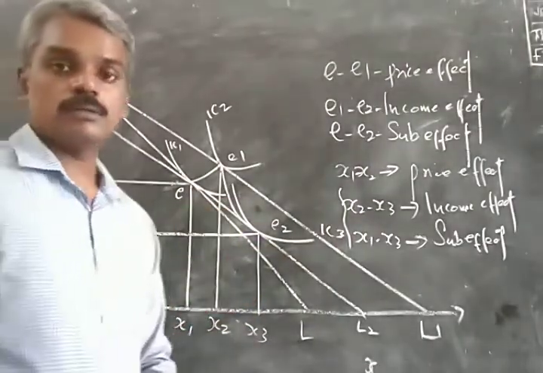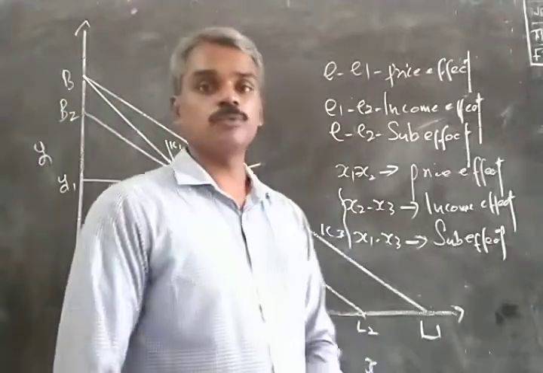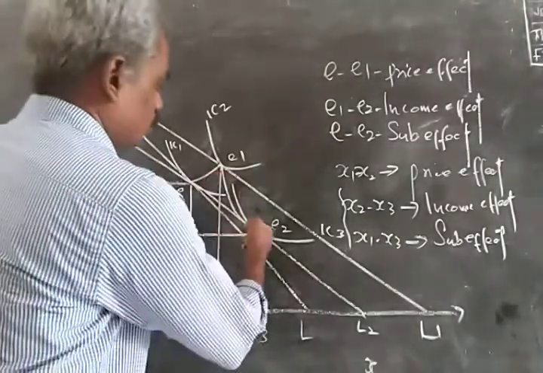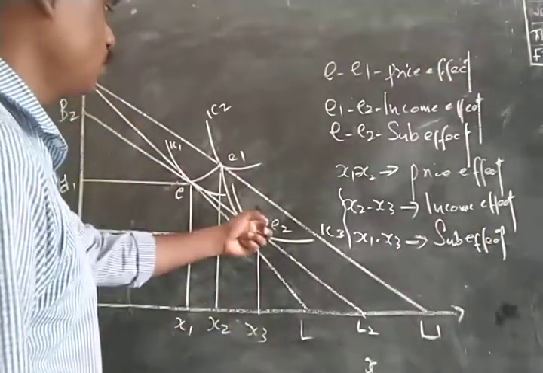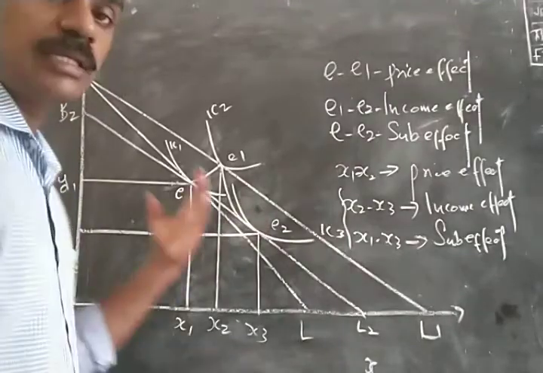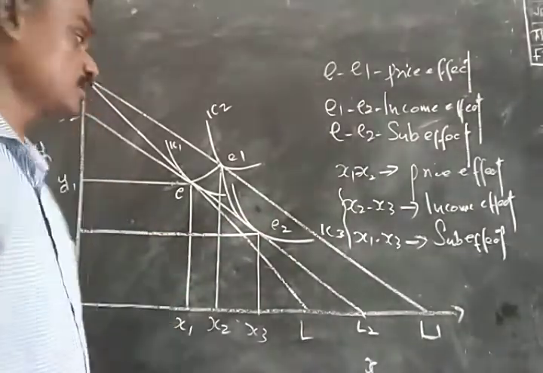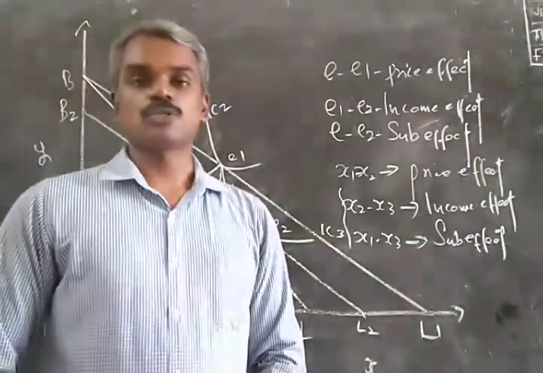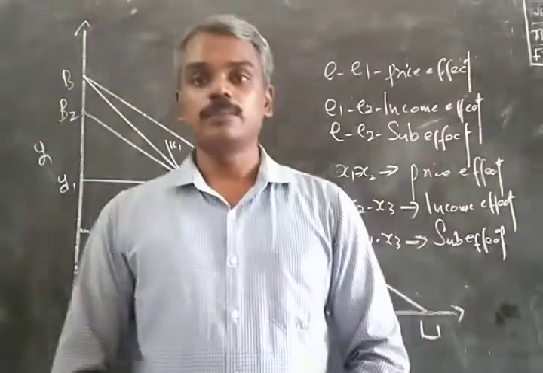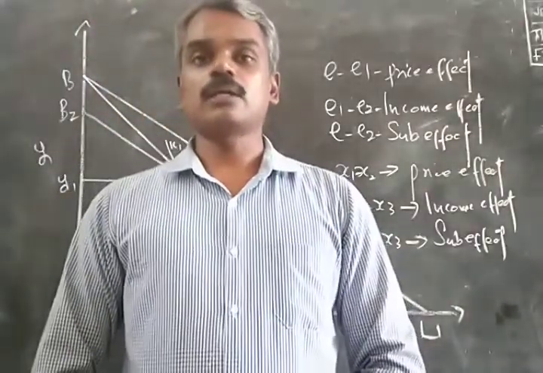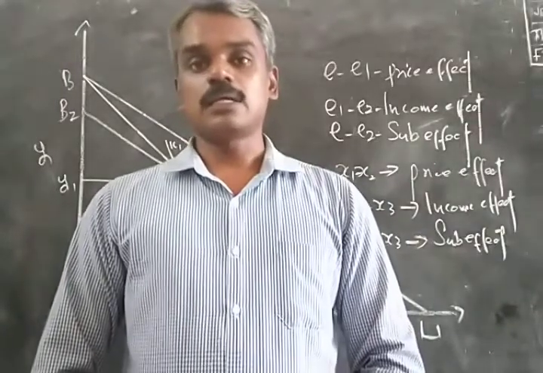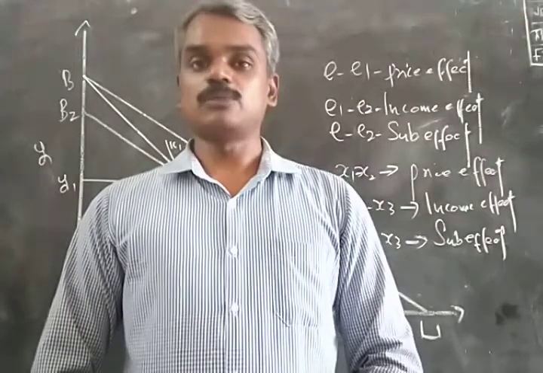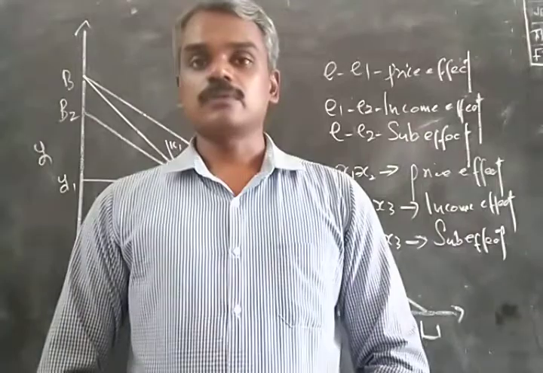So we have got the price effect decomposed into income and substitution effects. E to E1 is the price effect. E1 to E2 is the income effect, because the consumer moves from E1 to E2 when his real income was reduced. Then what remains, E to E2, is the substitution effect. The difference between Hicksian compensating variation and Slutsky's cost difference method is that Slutsky's method is more objective, while the Hicksian method is more subjective. Okay, so that's it. Thank you.